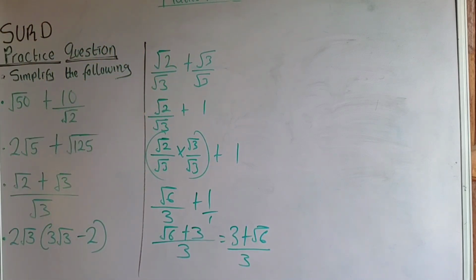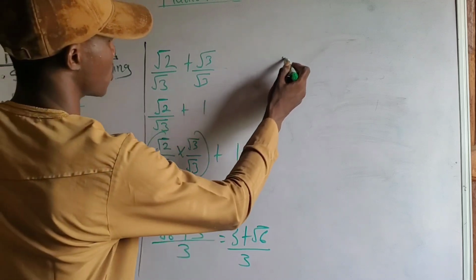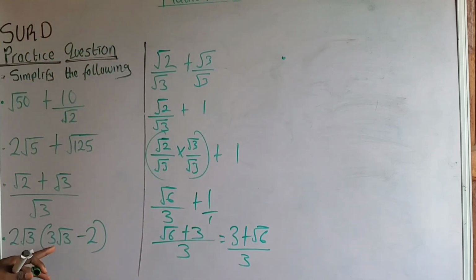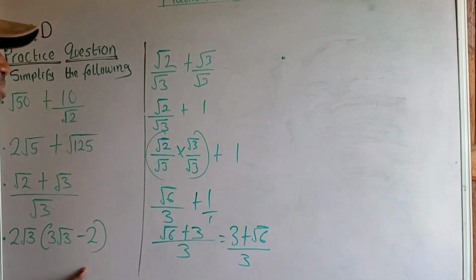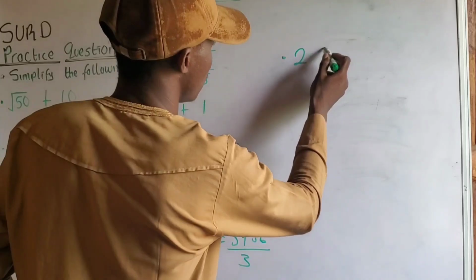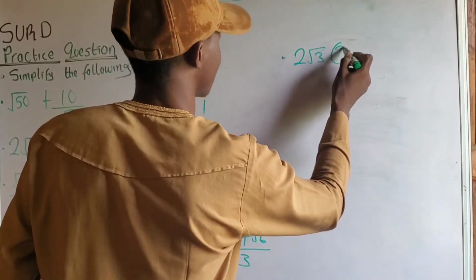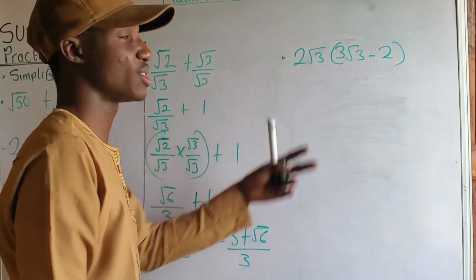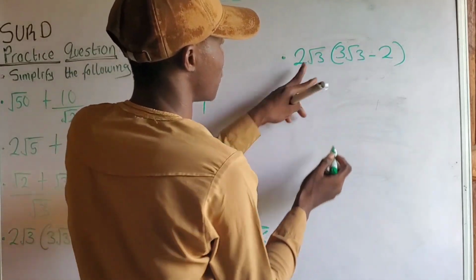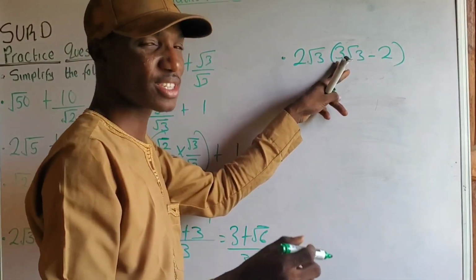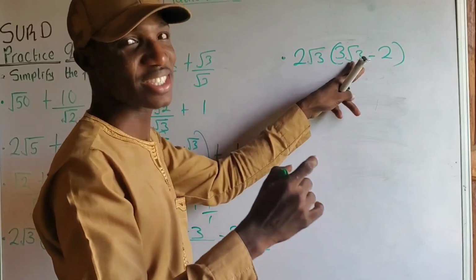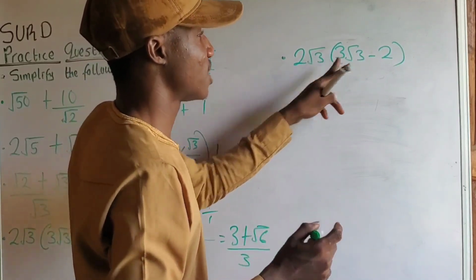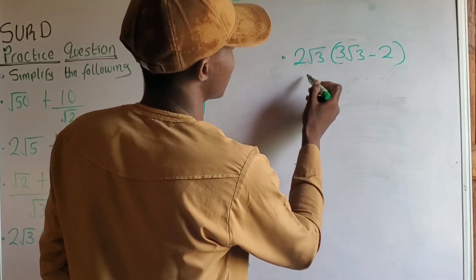Do you understand? Okay, let us proceed to the last question. That is 2 root 3 multiplied by 3 root 3 minus root 2. All you have to do is just take the product of what you have here and what you have inside the bracket. So I'm going to have 2 root 3 multiplied by 3 root 3 minus 2. 2 root 3 times 3 root 3, that is what? 2 times 3, the 2 will multiply the rational part of this surd. The rational part of this surd is 3. So 2 times 3 is what? That is 6.